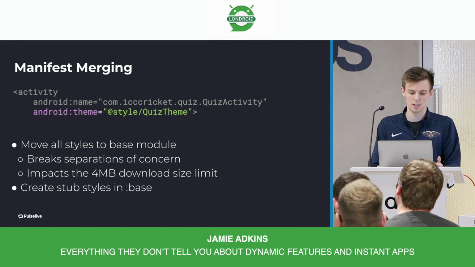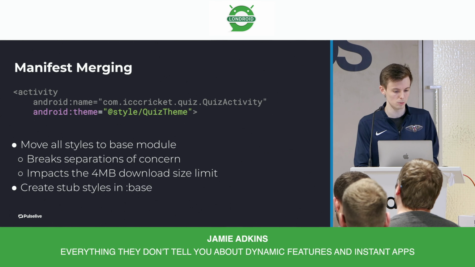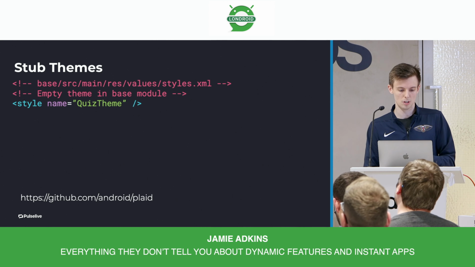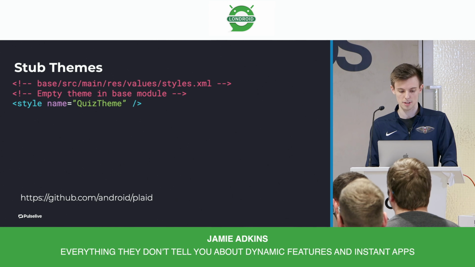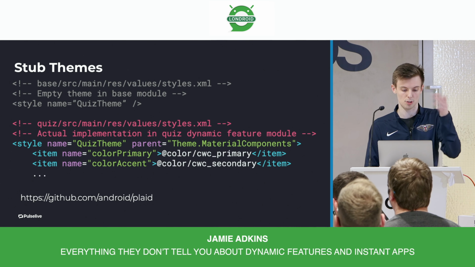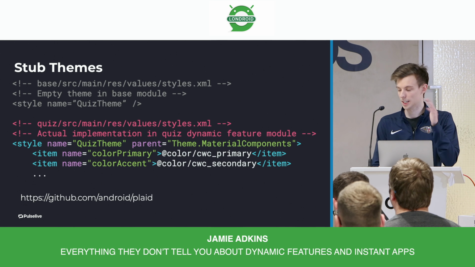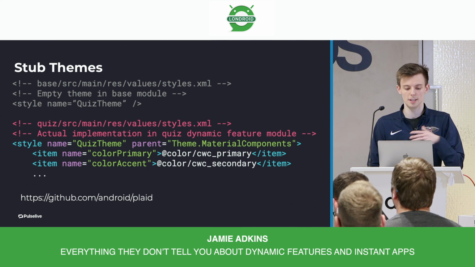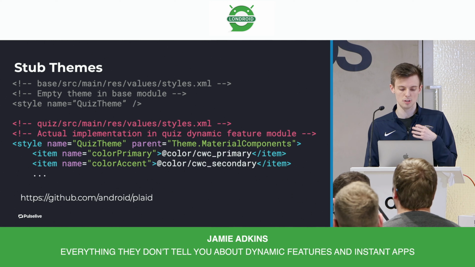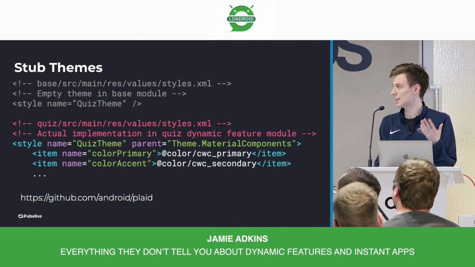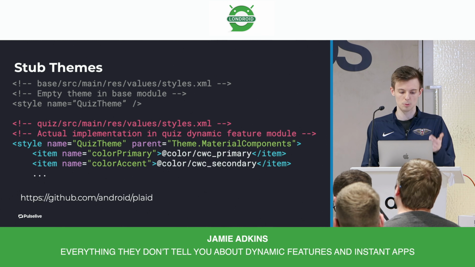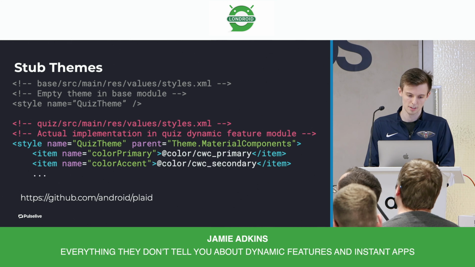There is another solution, which again comes from Plaid. You can create some stub styles in your base module. So in your base Gradle module, you can create a completely empty style, just name it the same thing. And then in your dynamic feature, you can override it with the Material Components theme, and give it the colors and stuff. Again, this all comes from Plaid, I've stolen it from there. Effectively, the compiler is now happy. It can find a style called quiz theme. It's empty, but it can find it. But at runtime, what actually gets used is your real theme. Apart from when it isn't.